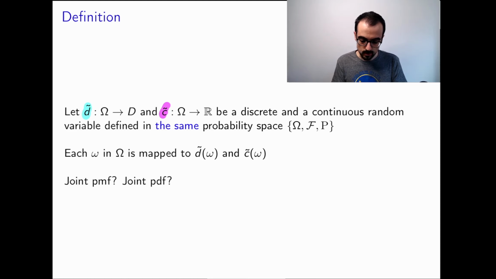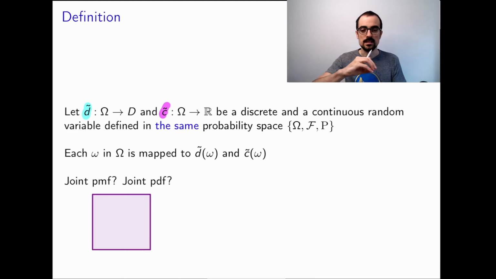So what happens is that there is a sample space here. And the way we model the fact that the discrete quantity and the continuous quantity are related is that they map outcomes in the sample space to values simultaneously. So what do I mean by that?